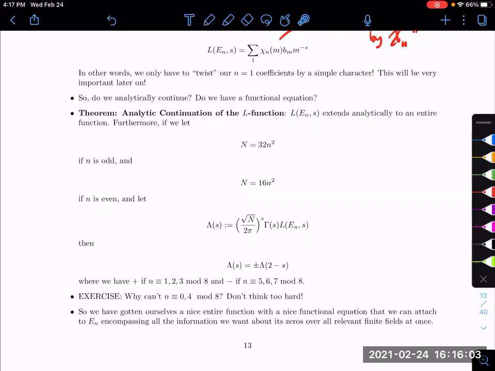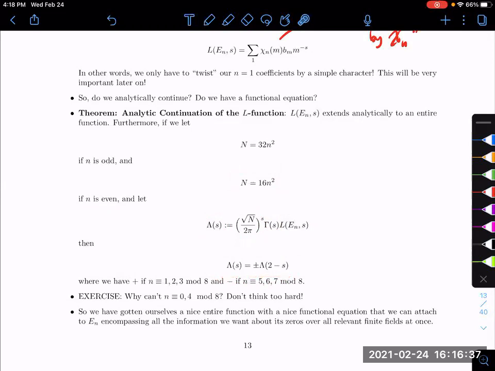Second of all, you do get a functional equation, and it's pretty nice. If you let capital N be 32n squared if little n is odd, and 16n squared if little n is even, and then you define lambda to be the following: the square root of N over 2 pi, to the s, times the gamma function evaluated at s, times your L function evaluated at s. Then lambda satisfies this functional equation. Lambda of s equals plus or minus lambda of 2 minus s.